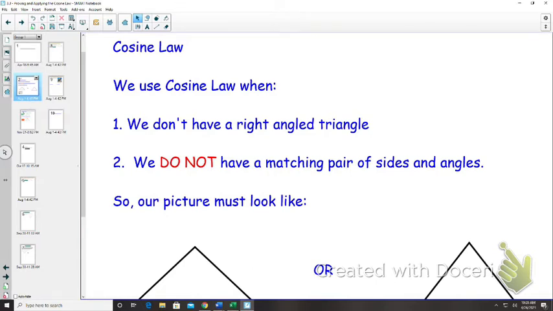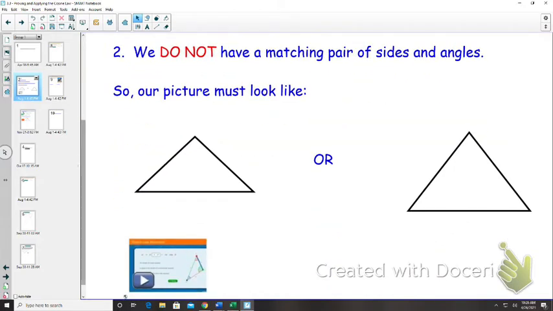Okay, so we use cosine law when? Well, we talked about that: when we don't have a right angle triangle and we do not have a matching side of pairs and angles. So our picture must look something like this. Or if we know these three things, we can find this. We can find that side length. Okay? Or if we know A, B, and C, we can find a side length. Okay?